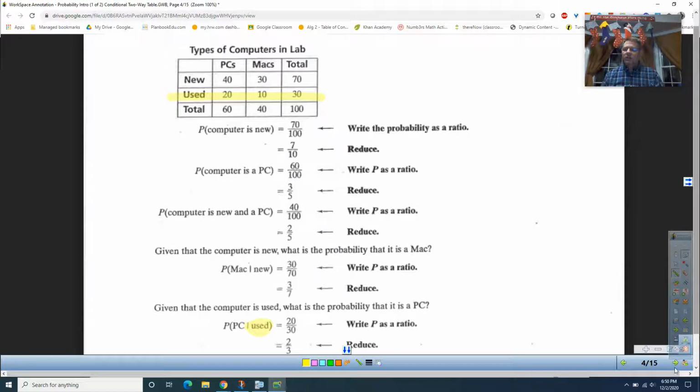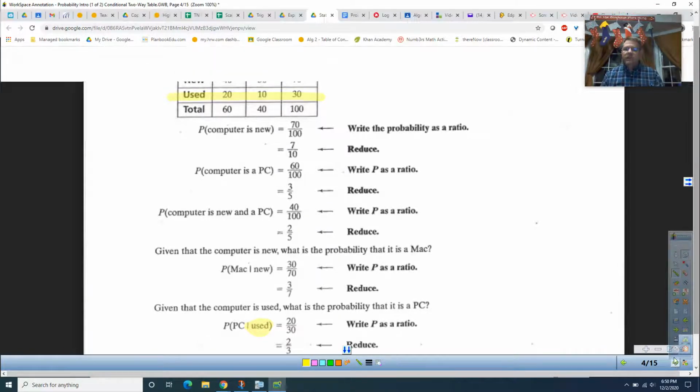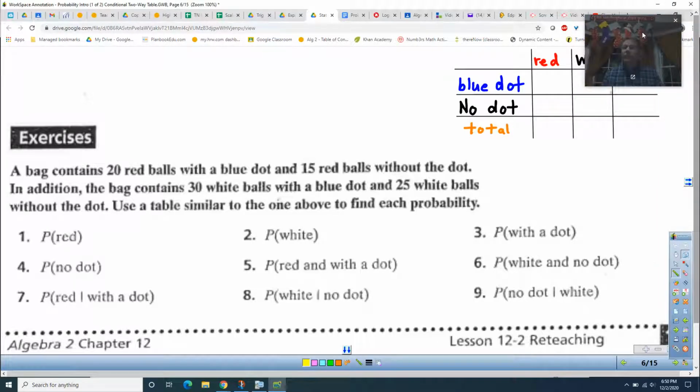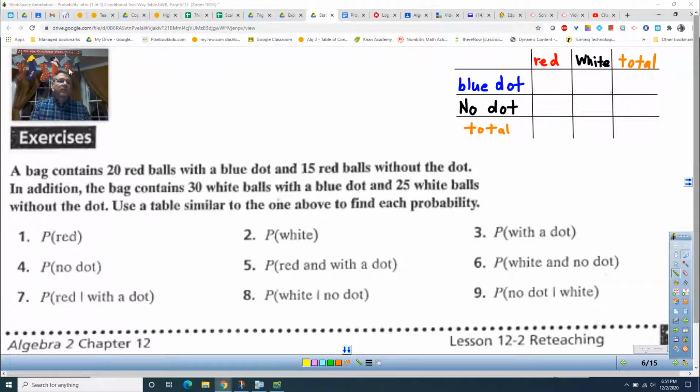Let's go down to the bottom of this page, and let's look at this situation. Okay, we got a bag that contains some red marbles. All kinds of marbles with dots and not dots and different colors, and they want us to figure out the probability with these different situations. Well, they didn't make a table for us, but that's okay. Boom, there's a table right there. Okay, so here's the table, and I've already got it started for us.